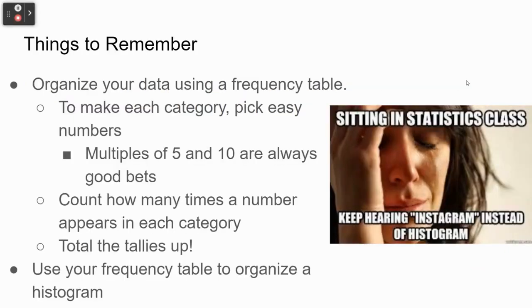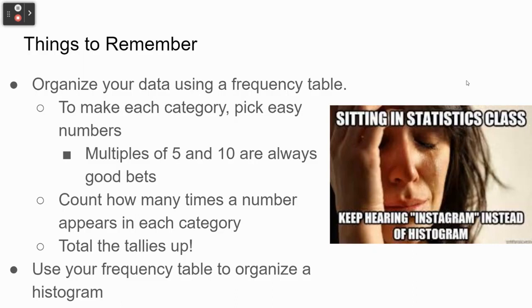So things to remember from this video, remember to organize your data using a frequency table. To make each category, pick easy numbers. Things like multiples of 5 and 10 are always good bets, but make it match whatever you need it to work for. Count how many times a number appears in each category, and then total the tallies up. That's how you make a frequency table.